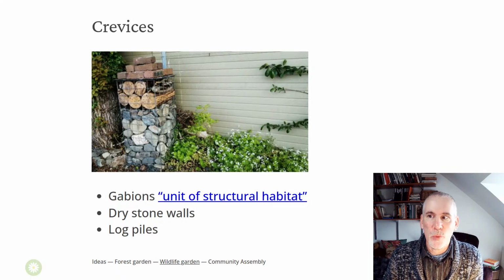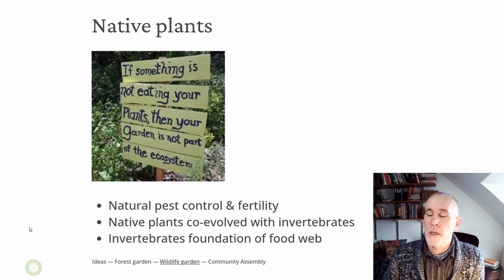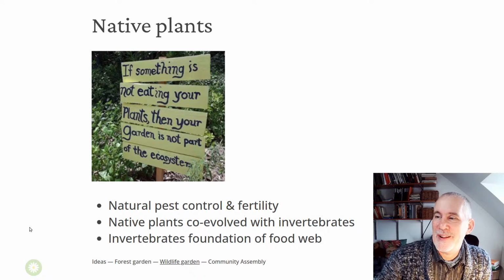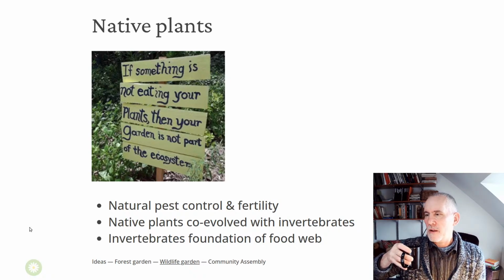So yeah, it depends what you've got, it depends what's in the area, it depends what your budget is and how much time you've got. But there's lots of different ways of doing things. And then native plants. Love this photograph. I can't actually remember where it's from.